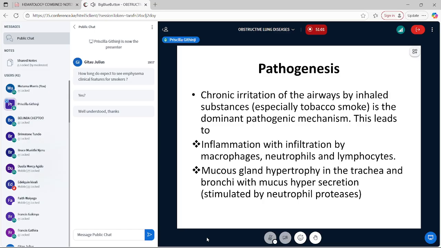And of course, with inflammation, you have infiltration of the inflammatory cells, your macrophages, your neutrophils, and your lymphocytes. Then what does your body do? It tries to respond by producing more mucus, remember the purpose of mucus in the airways is to trap those inhaled substances. So you'll end up having mucus gland hypertrophy in the trachea and bronchi with mucus hypersecretion. And this is usually stimulated by your neutrophil proteases that have come as a result of inflammation. Okay.